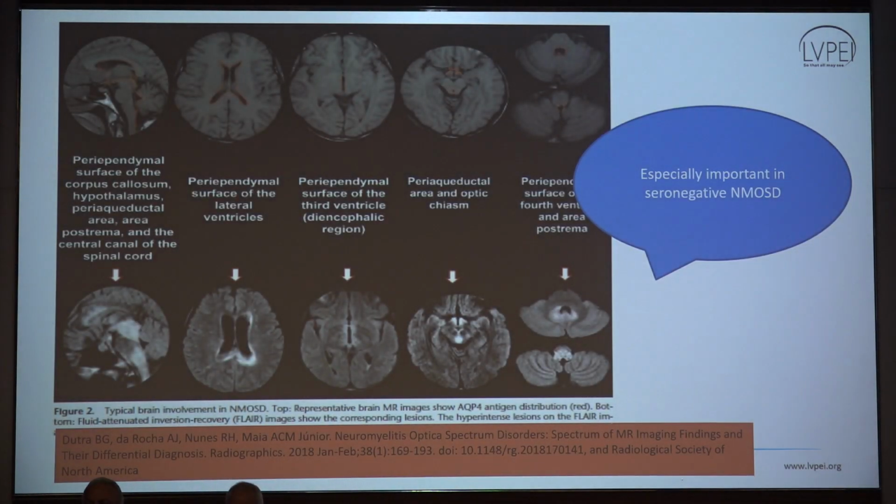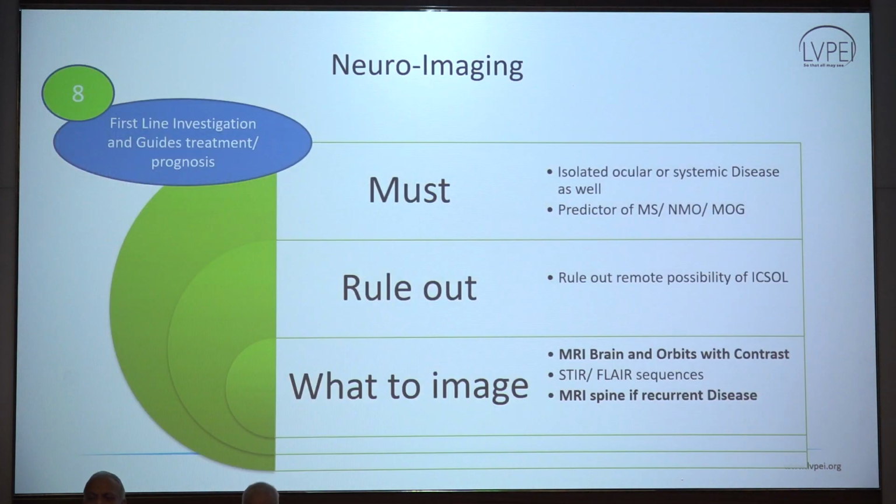This is similar to the observations made in the landmark article from this year, and what I was showing before, that NMO can have periependymal lesions. These can be very important when your serological workup for NMO and MOG is negative, but these lesions can give us the clues to the diagnosis.